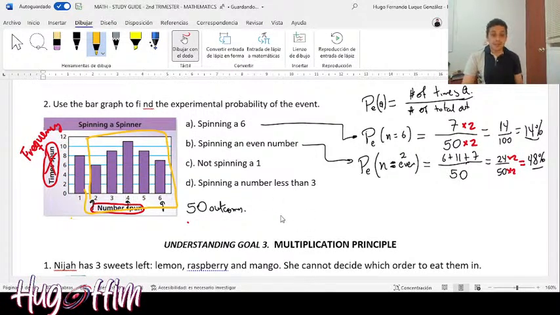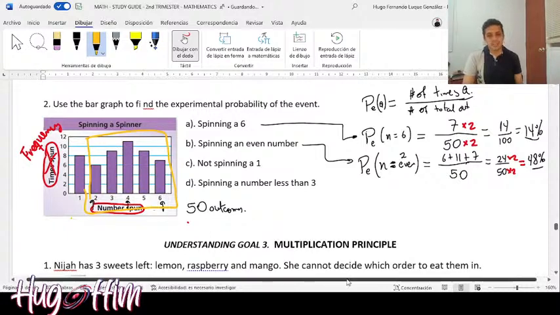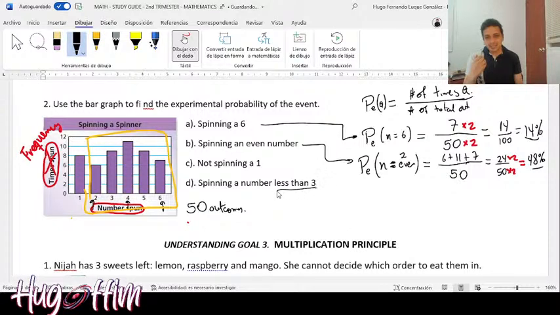Spinning a number less than 3, so numbers less than 3. There's a problem with this one, that when people ask less than 3, some people include the 3, but it says less than 3. So remember that 3 is equal to 3, not less than 3. This was the other question.